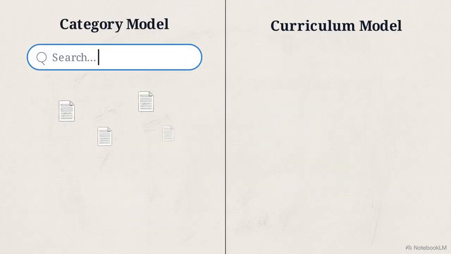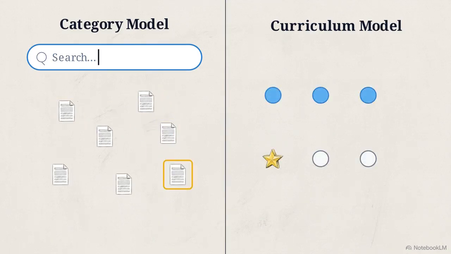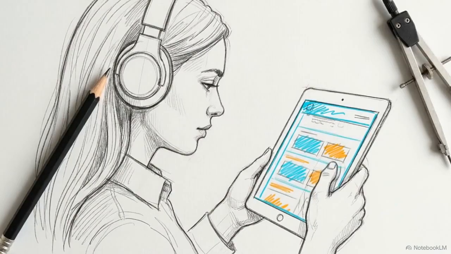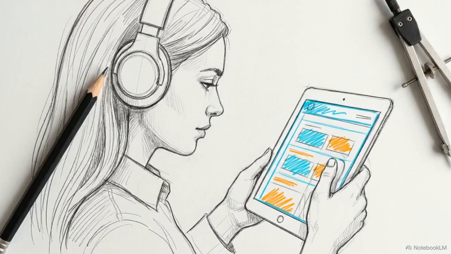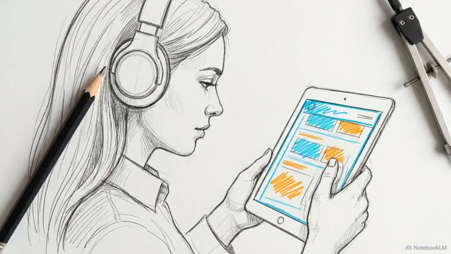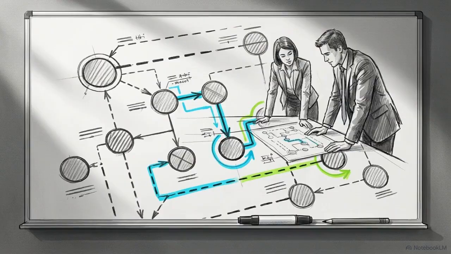In a category model, a learner searches and guesses which materials apply. The curriculum model guides them through necessary prerequisites. It adapts to their starting point, routing a novice through foundational progressions, while offering a direct, abbreviated route to a veteran. Moving the burden of navigation onto the instructional system allows the learner to focus entirely on the material.